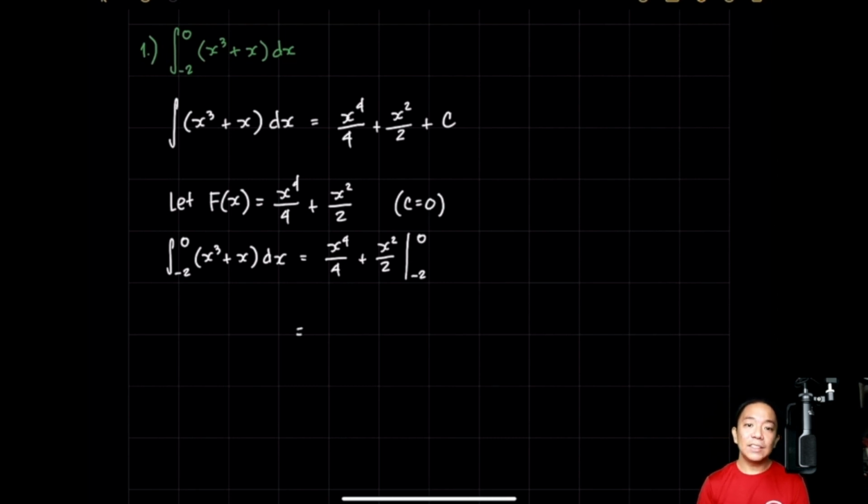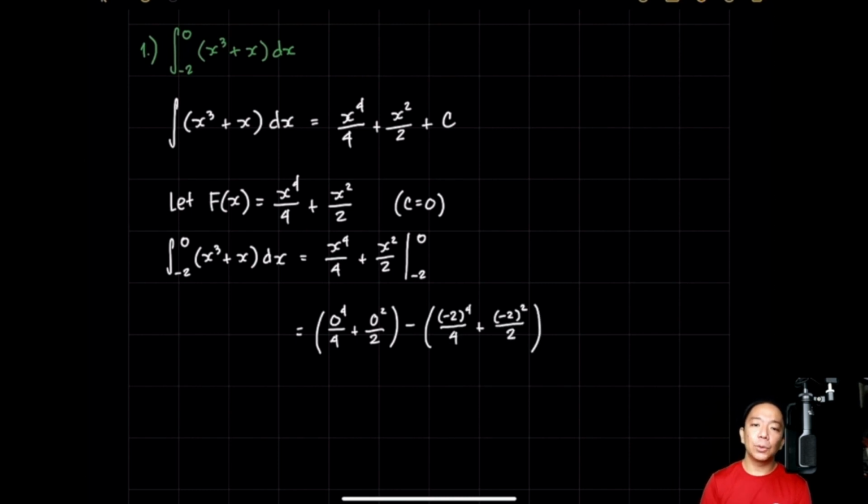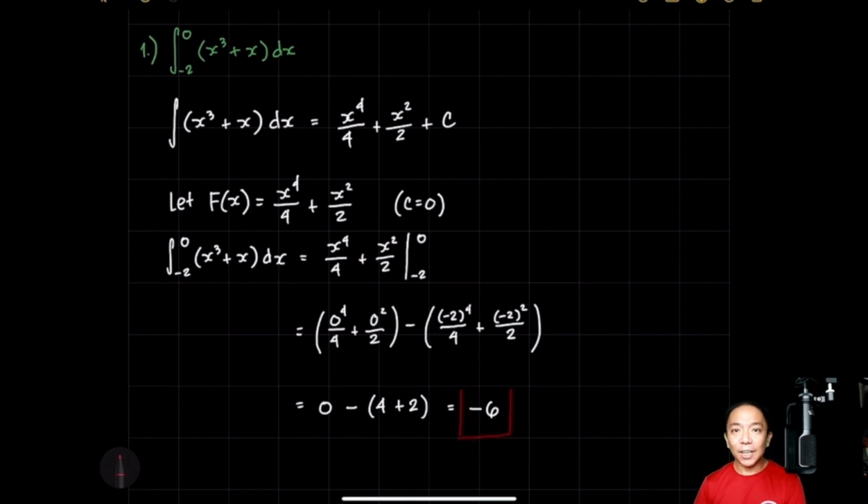So this will be 0 to the fourth power over 4 plus 0 squared over 2, yung sinubstitute natin yung 0 sa x, minus pag sinubstitute natin yung -2 sa x. So (-2) to the fourth over 4 plus (-2) squared over 2. So this is equal to 0 minus 4 plus 2, which will give us -6. Which, if you will recall, from our solution nung nag-limit tayo ng Riemann sum, -6 din yung nakuha nating sagot.